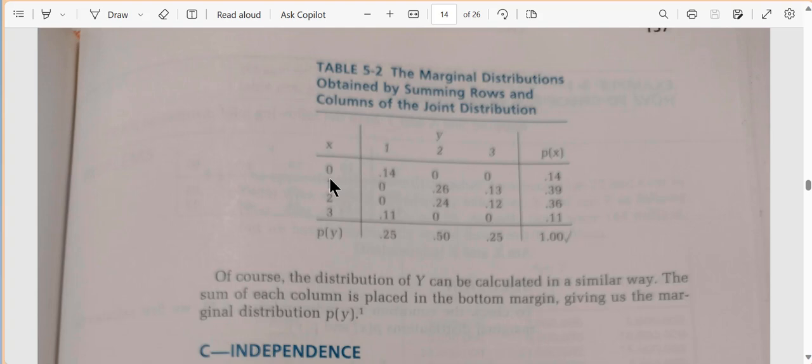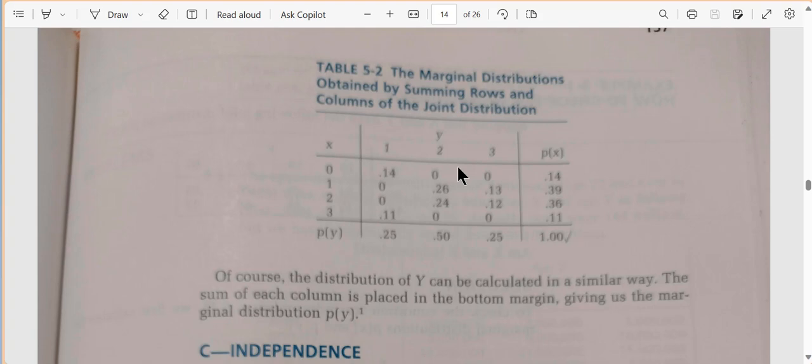We can check some other ones. For example, just to check, I mean, we've already destroyed it. We've already shown that they're not independent, but we could check, how about this one and this one? So x equals 0 and y equals 2. So x equals 0, the probability is 0.14, and the probability of this is 0.5. So this is not working at all. So these two random variables are not independent.